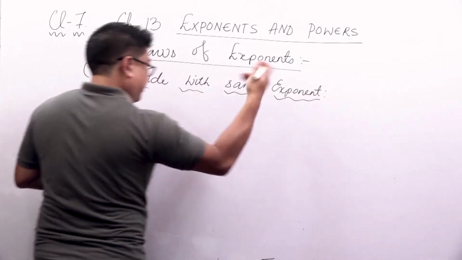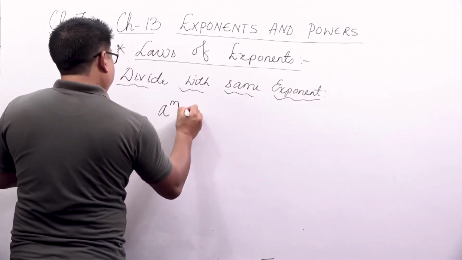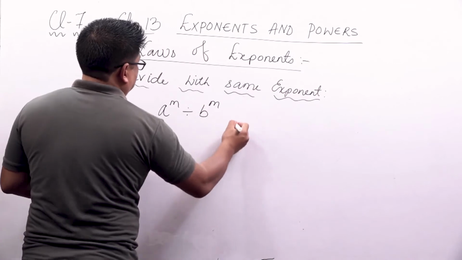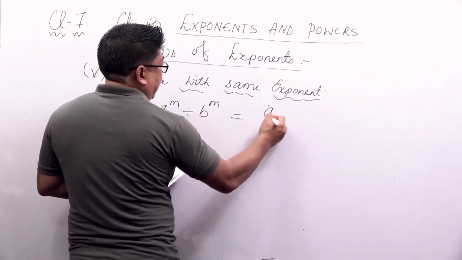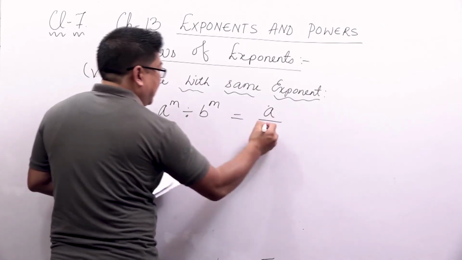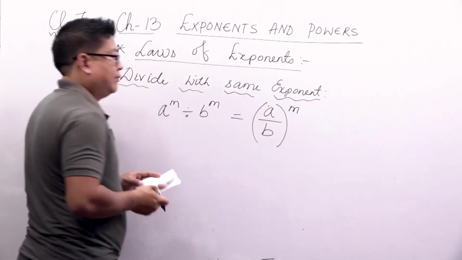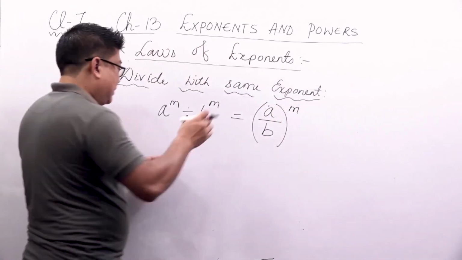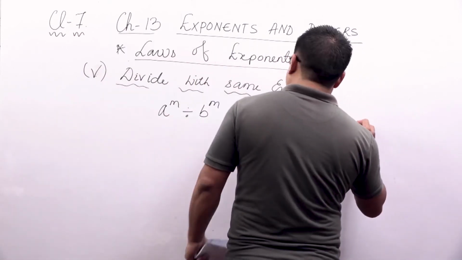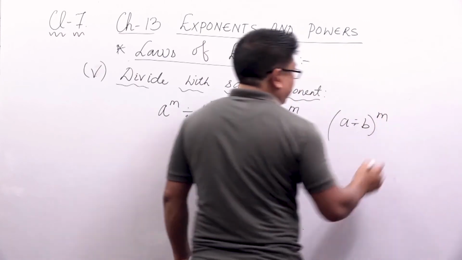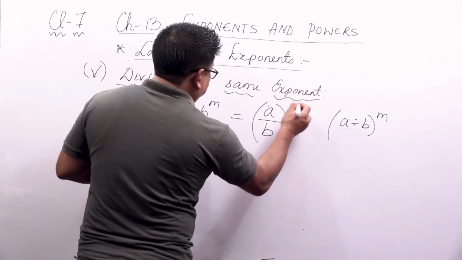So before this we did multiply, now it is divide. If we have a to the power m divided by b to the power m, we can write this as a divided by b, all to the power m, since both powers are the same. What is happening here is a divided by b and then m, same. Now, this is (a by b) to the power m.